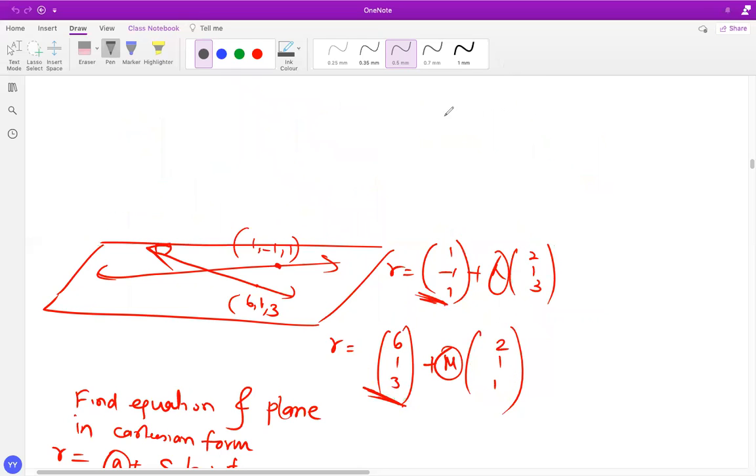So this is how you find the equation of the plane in different contexts. And the next video is on applications of planes.